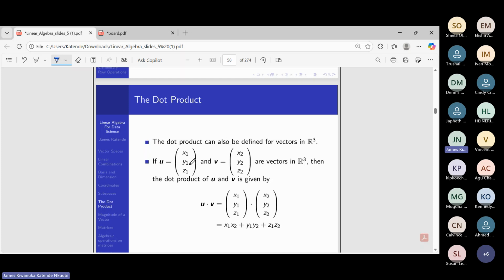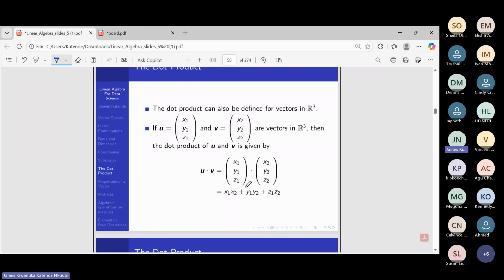So we do a general definition. In this case, we do it for R3. Again, the idea is the same. It's just extended to 3 slots. Multiply elements in the same slots, and then you add the result. Once you add those, you'll get one number. That number is the dot product of the 2 vectors.